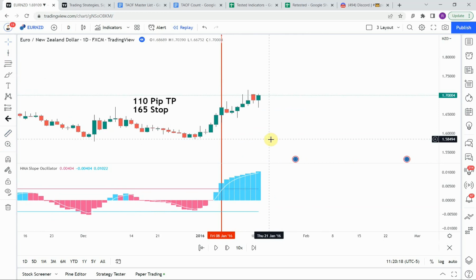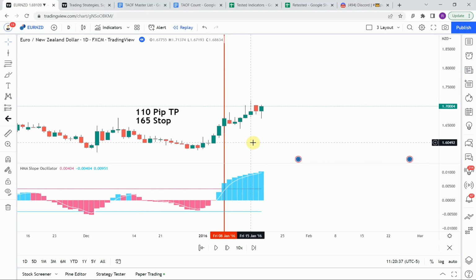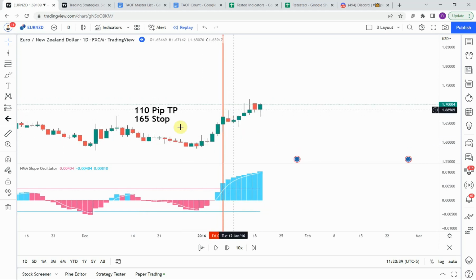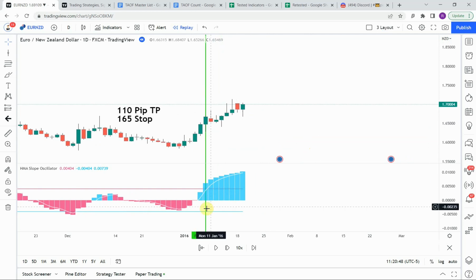All right, so the first signal that we pick up is a long signal. We get those blue columns that break to the upside here and break above that upper line, that upper band. We get a little bit of a pullback on this candle, but then a push to the upside, pretty much immediately. And on that candle, it does come up and get us to our take profit. Let's go ahead and continue on.